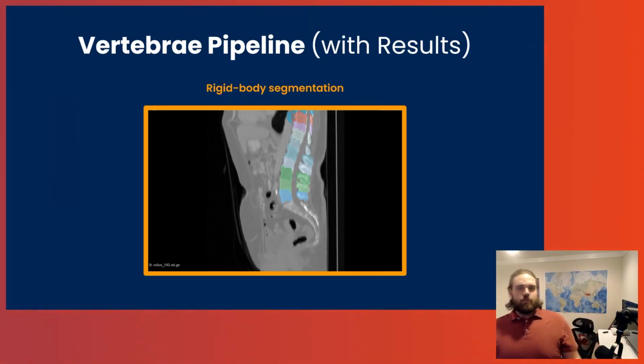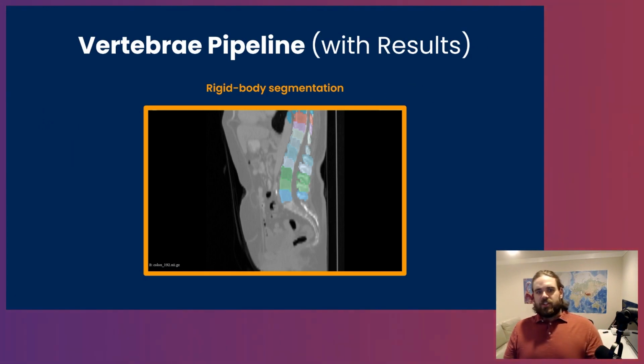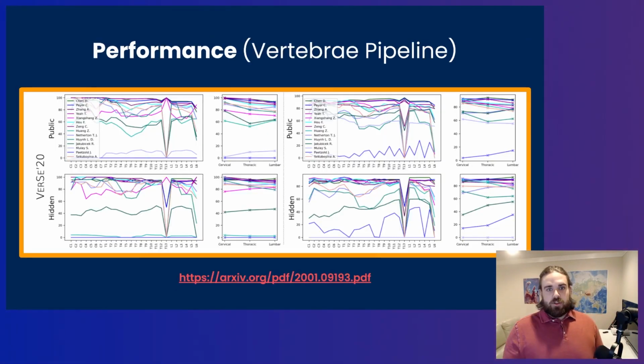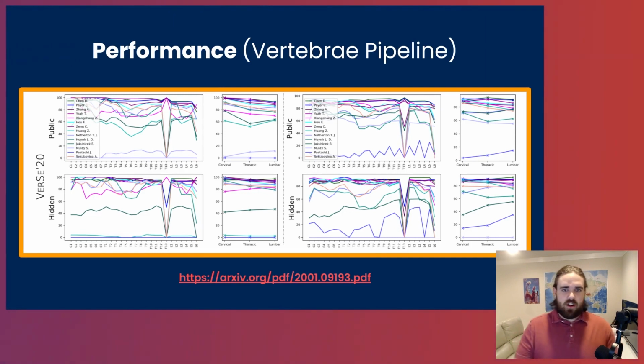The vertebrae pipeline, with results. This is a rigid body segmentation, the back or the vertebrae. So this is the performance. You can see that a bunch of other researchers have run it on their own data sets, and they have all gotten similar results, which is a great way to show that this model is actually generalizing and understanding what is going on inside of that MRI or CT scan.